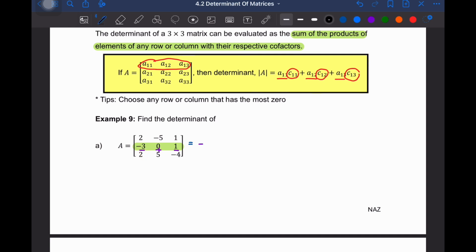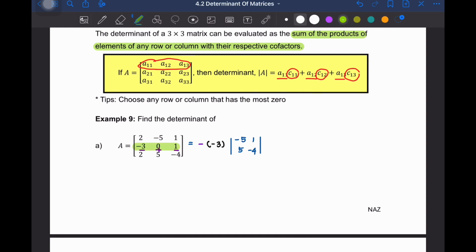And then we write the element. Our element is negative 3. This negative 3. Okay, and then the next step is we are going to find the cofactor. So the cofactor is the same as the minor. So we just need to delete this row and this column. So modulus of negative 5, 1, 5, negative 4. Okay, settled.